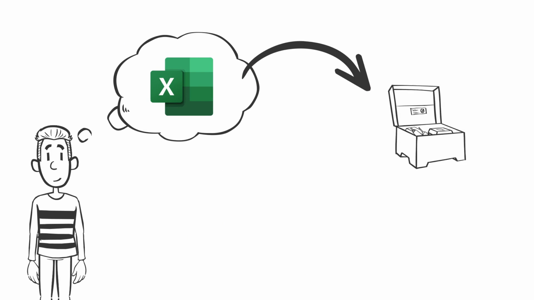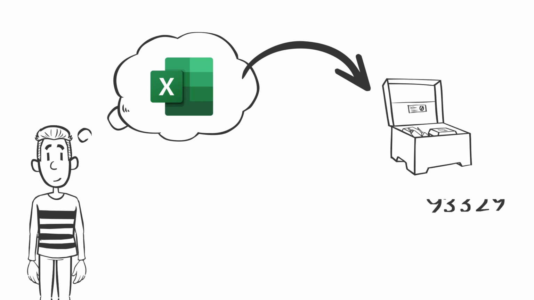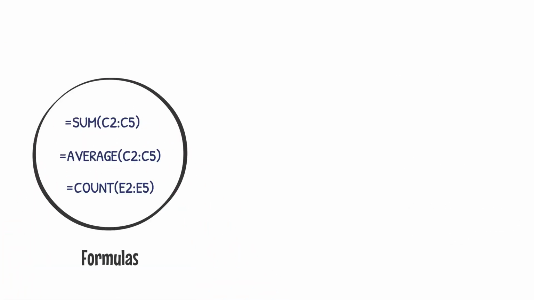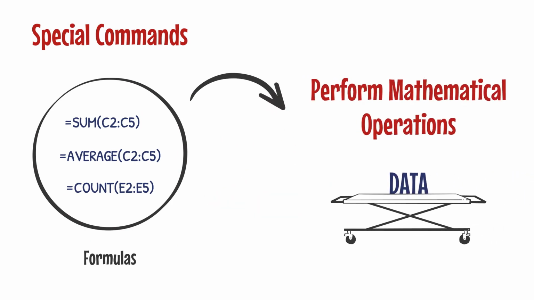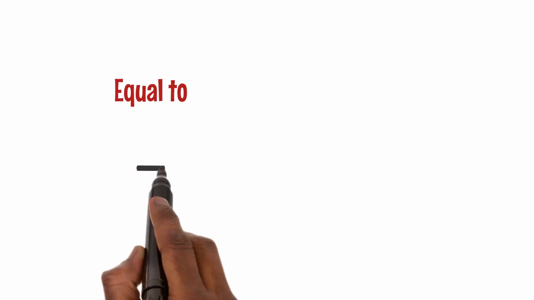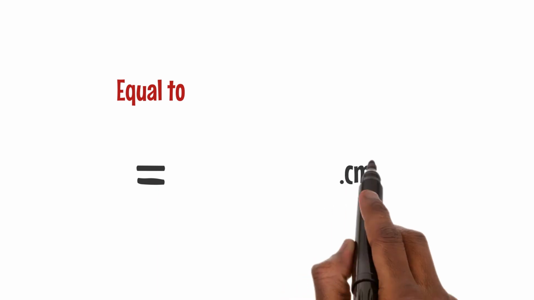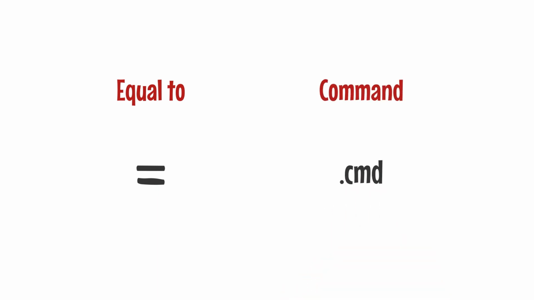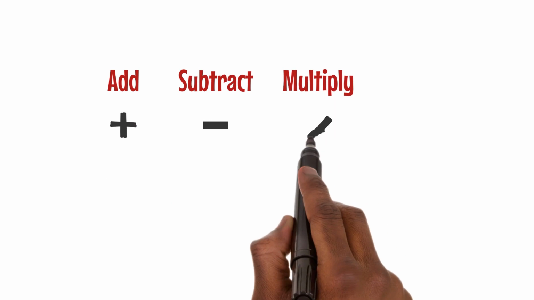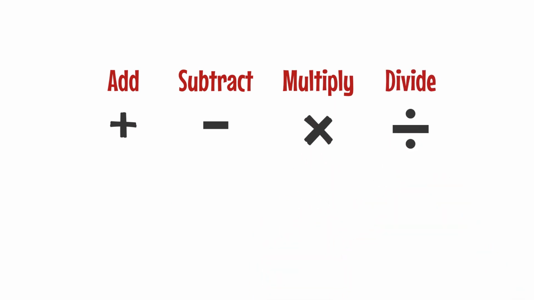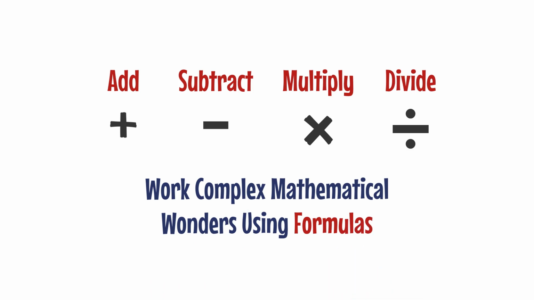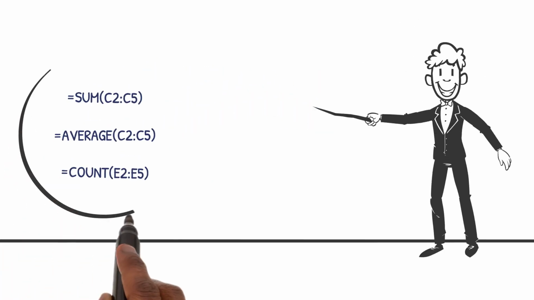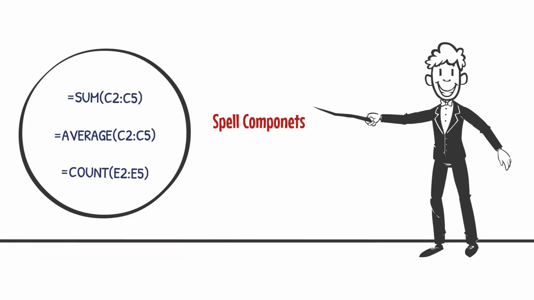Think of Excel as your toolbox for working with numbers, where formulas are like special commands that perform mathematical operations on your data. They start with an equal to sign, much like a command in a computer program. You can add, subtract, multiply, divide, or even work complex mathematical wonders using formulas. Think of them as your trusty spell components.